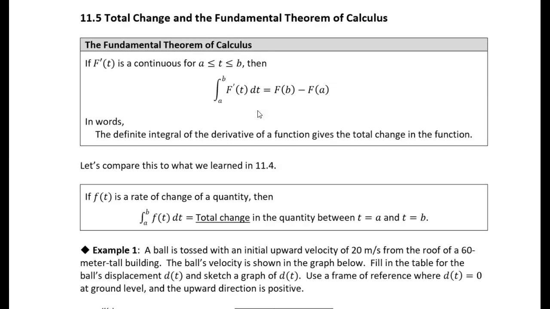Like I said back when we were covering 11.1, there are situations where we're given information about a rate of change of a quantity, and we want to go backwards. We want to do the antiderivative, right? We want to find information about the function itself from the behavior of the derivative of the function. So that's where we're going with all of this.